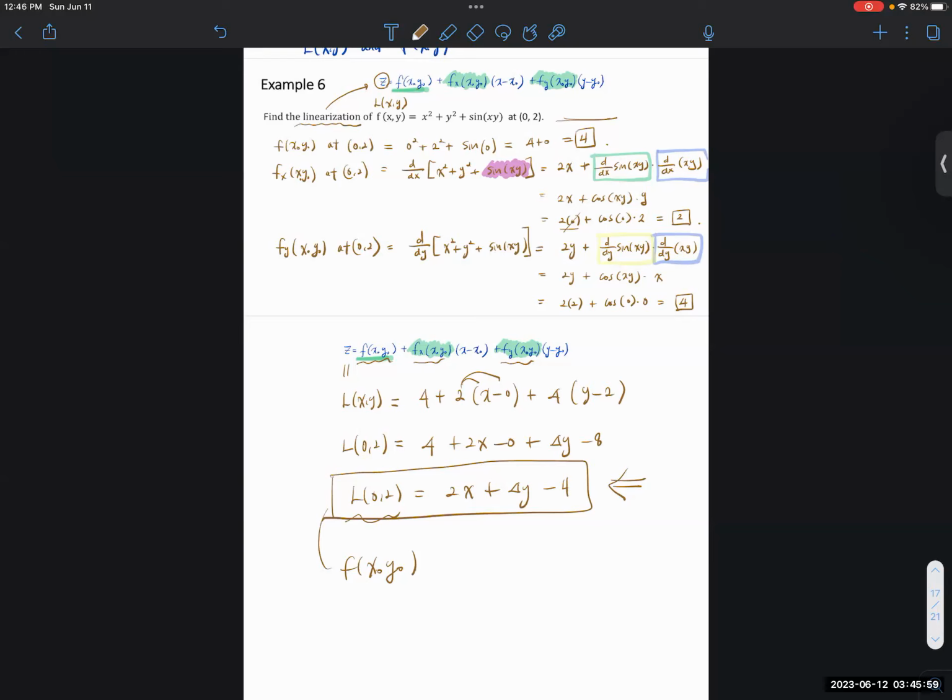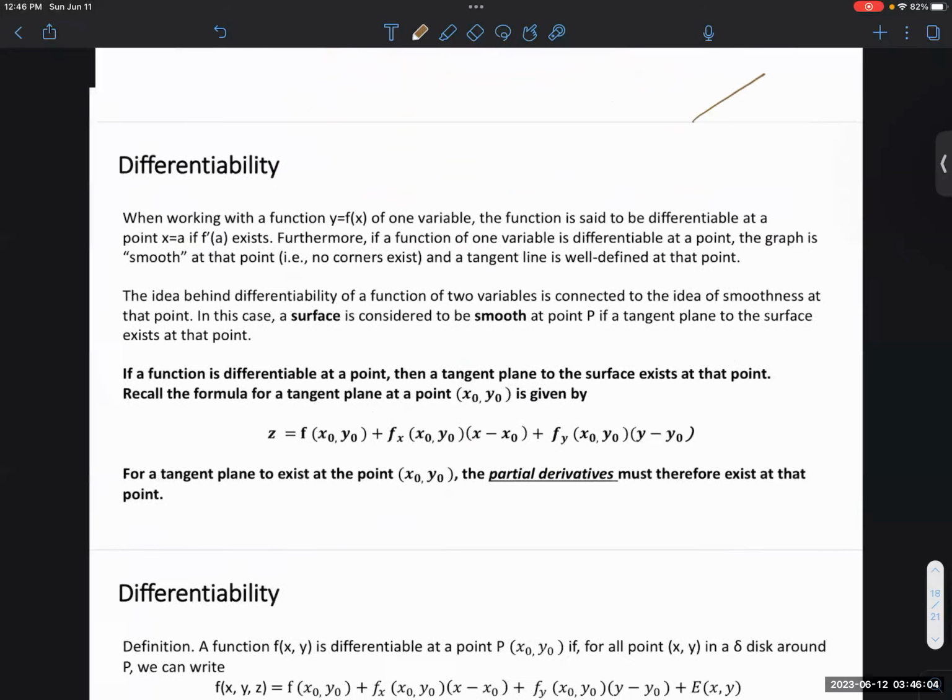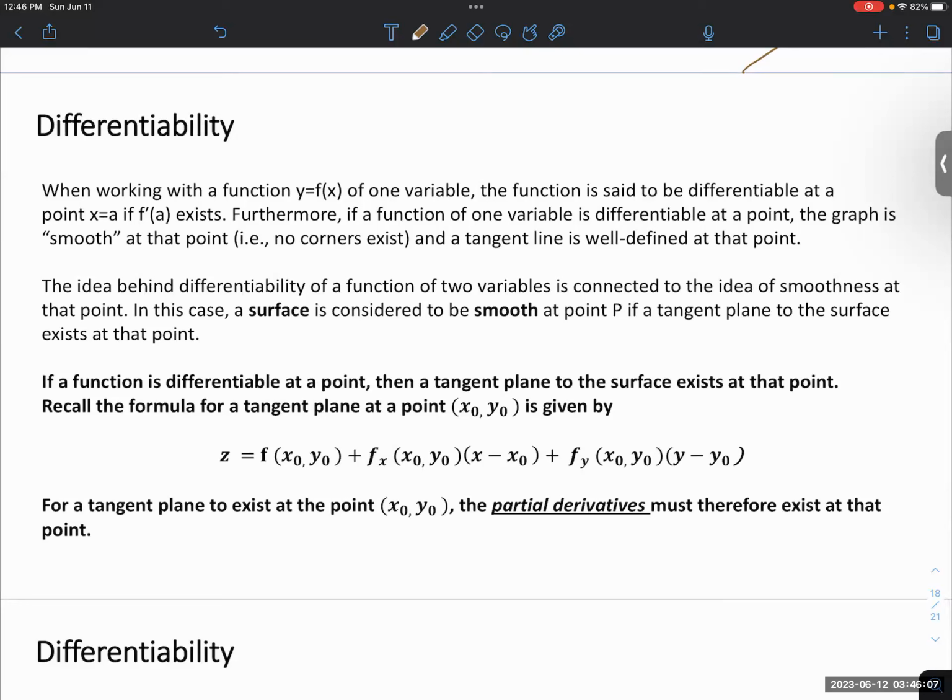The last concept, let me go down. Okay, here we go. Differentiability. So I'm going to read it slowly. When working with the function y equal to f of x, one variable, the function is said to be differentiable. So what does it mean? If you can take the derivative of a function, that means the given function has no hole and no break, it's continuously smooth. That's required to take the derivative.